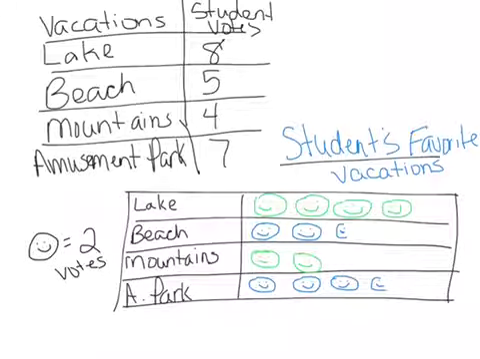Also, I want you to think about, and write on your whisk, what's one question that you could ask a friend using the information from the graph? So think of one question you could ask your friend to answer using the information on this graph. Make sure you record that on your whisk when you bring it in.